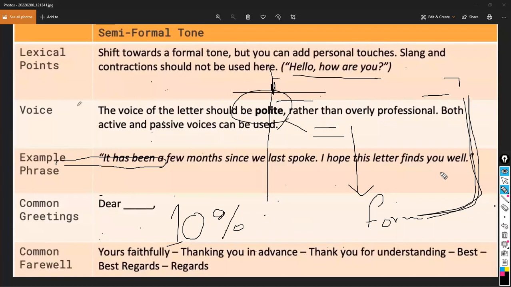And I think that you are now ready to write the formal because, guys, it's not that hard. And thank you for writing the informal, because I think now you're ready to write the formal.